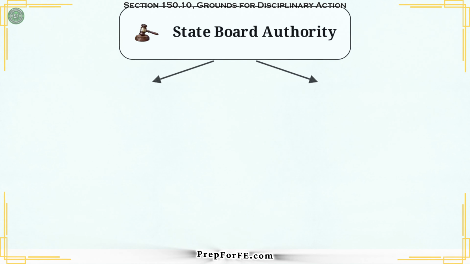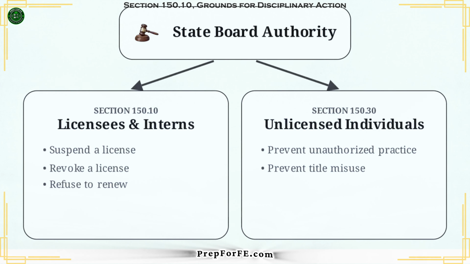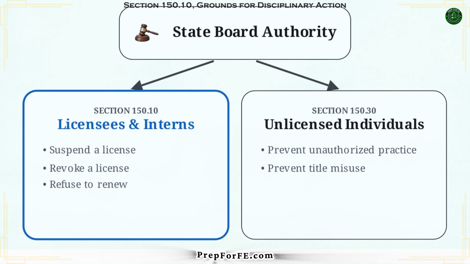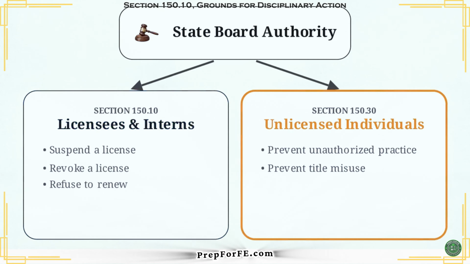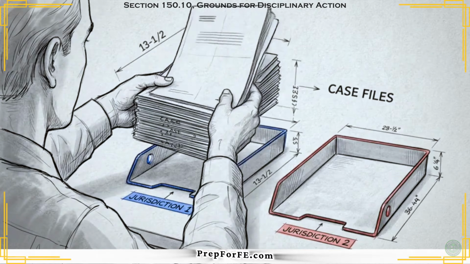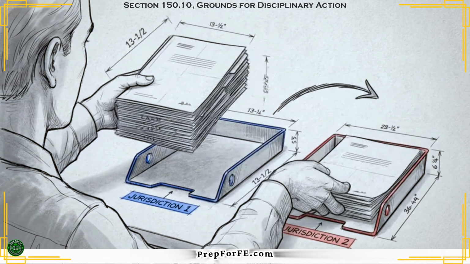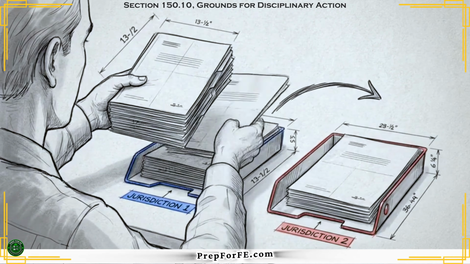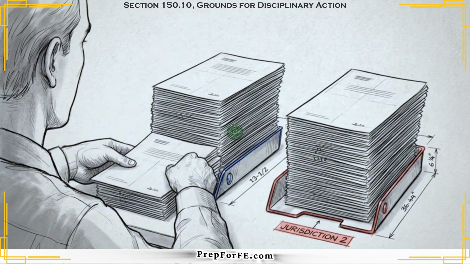The state board holds authority over both groups, but uses distinct legal mechanisms. This split exists because the board's relationship with a licensed professional differs fundamentally from its relationship with the general public. Classifying a situation into one of these two jurisdictional buckets clarifies which specific set of rules and which specific penalties the board can actually apply.